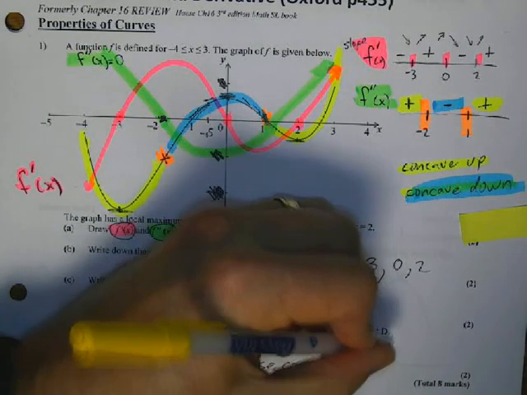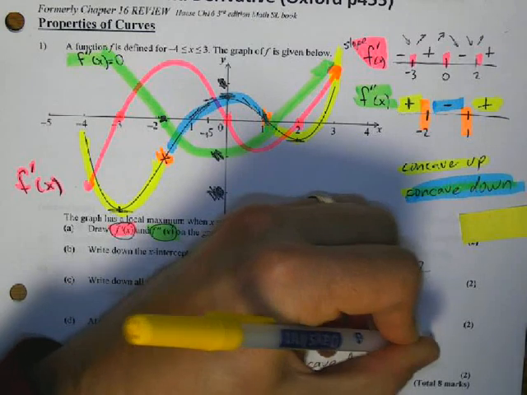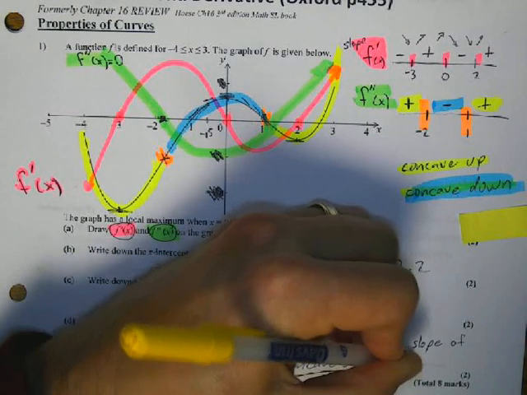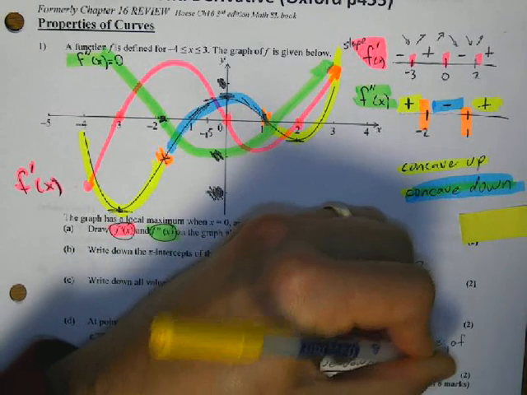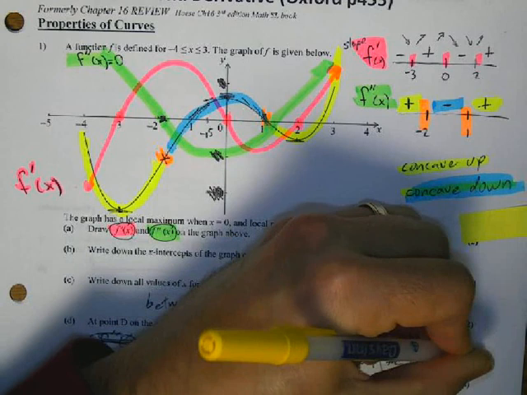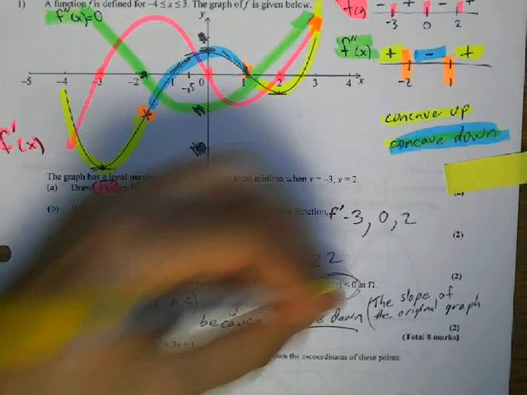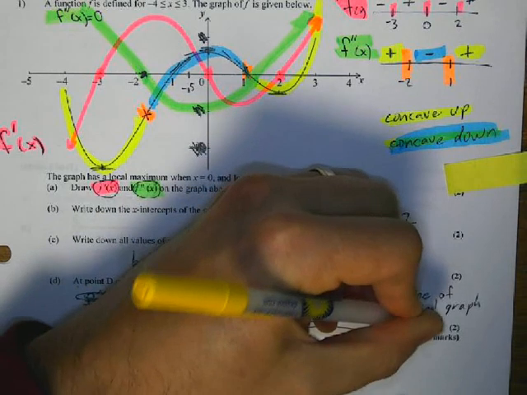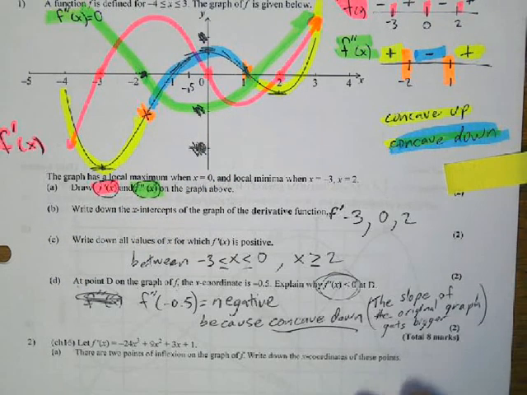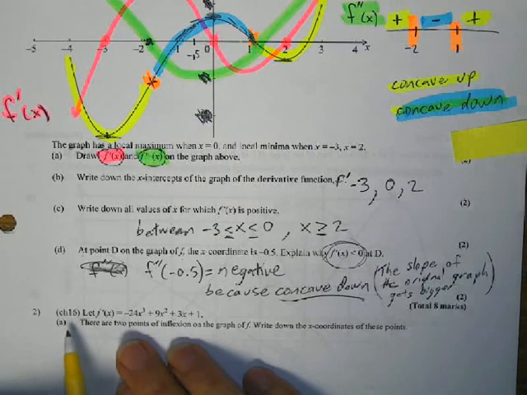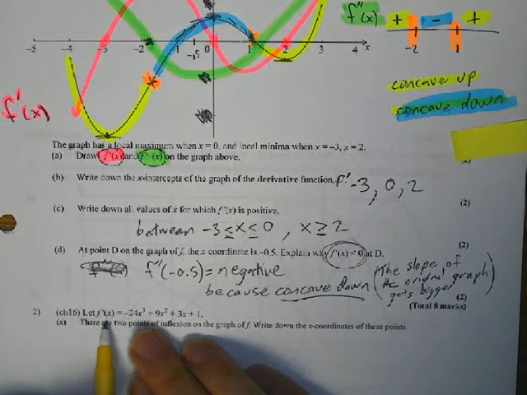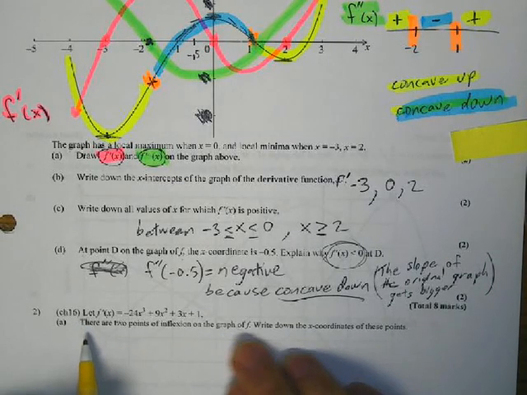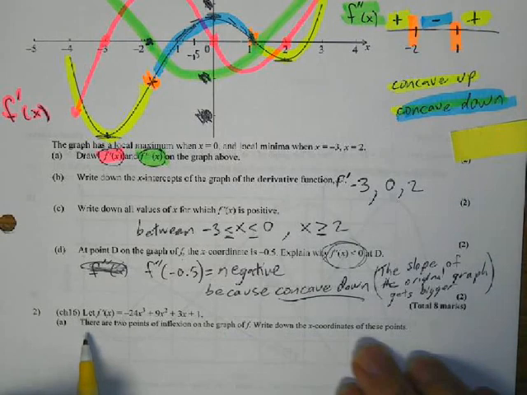The slope of the original graph gets bigger, becomes more positive. Okay, next question. Here we've got the first derivative. There are two points of inflection on the graph. Write down the x-coordinates of these points.